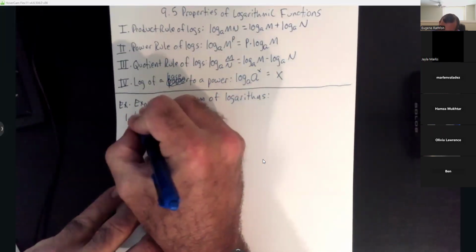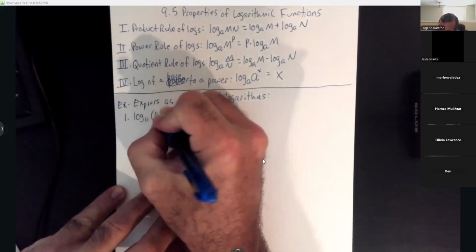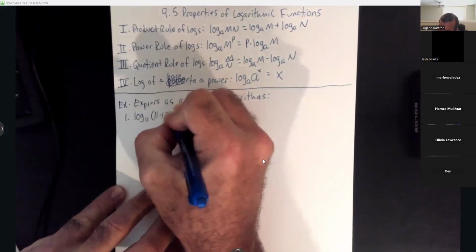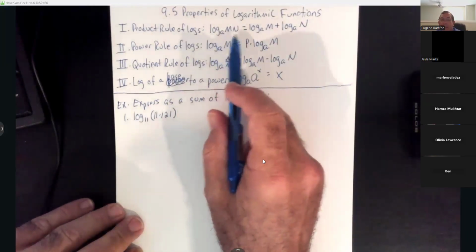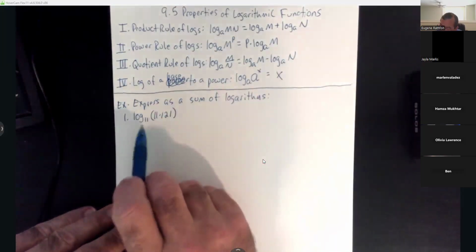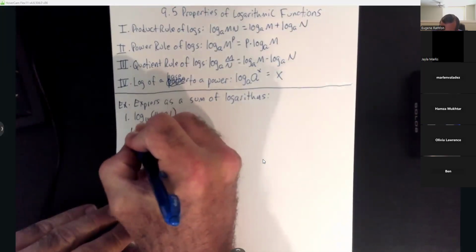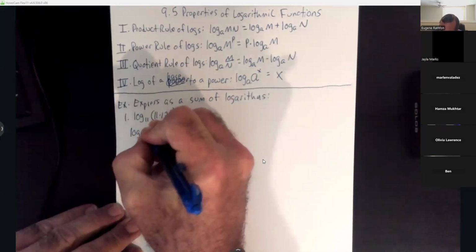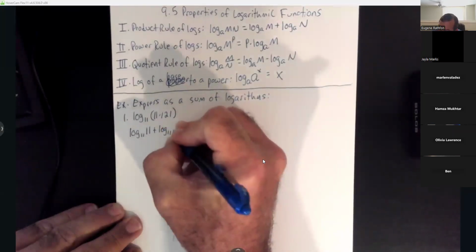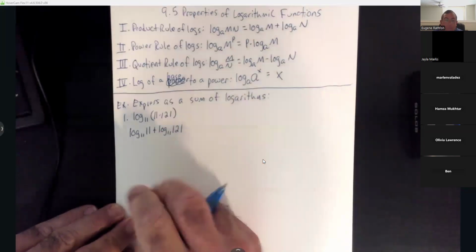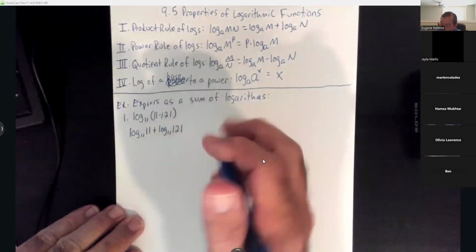So y'all, for number 1, they give me log base 11 of 11 times 121. Now, they don't want me to evaluate it. They just want me to rewrite it using my product rule. So you distribute the log base 11 to both factors. So you get a log base 11 of 11 plus a log base 11 of 121. So y'all, it's rewritten as a sum of logs like they wanted. So final answer.